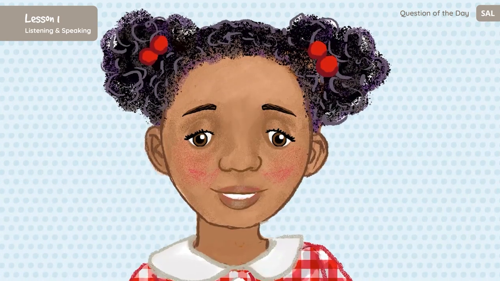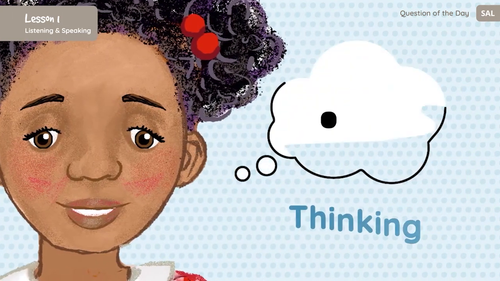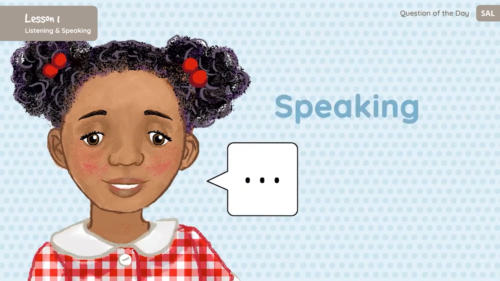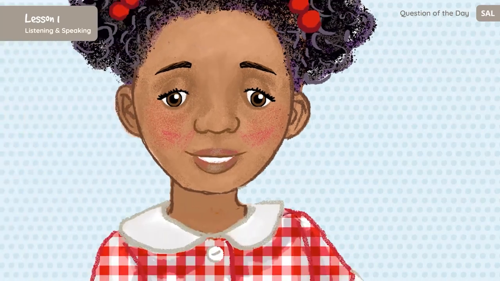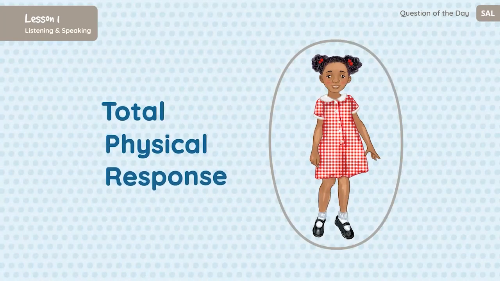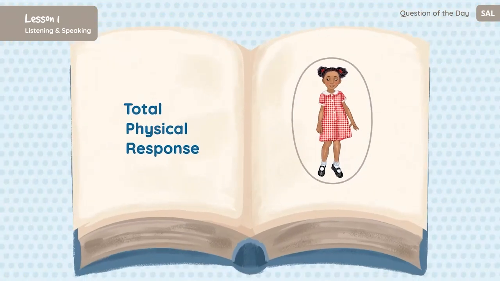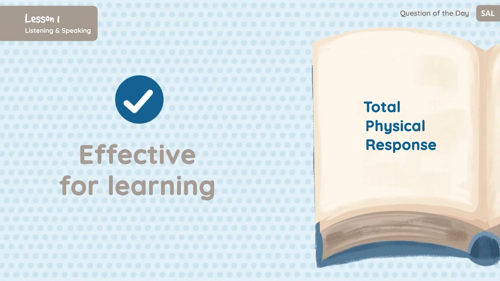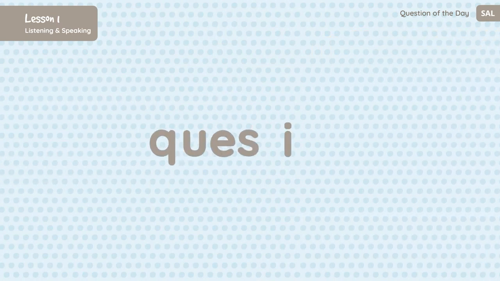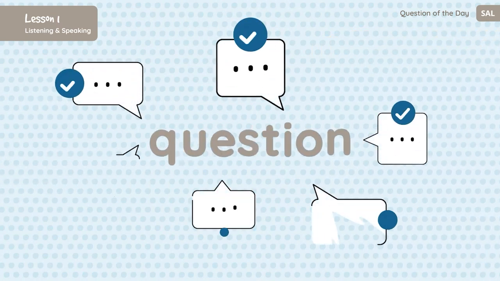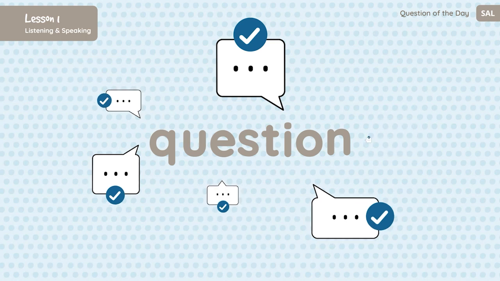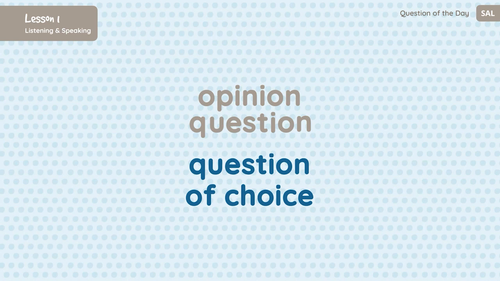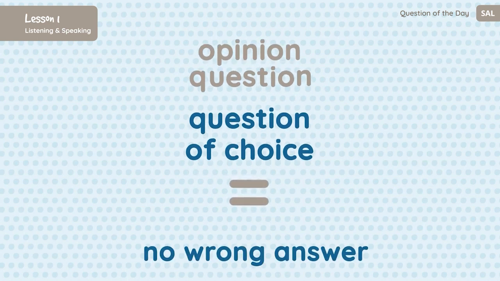The question of the day requires listening, thinking, doing, speaking, and seeing, which activates learners' total physical response. Research shows that this is an effective way to learn new things. The question of the day is structured so that there is never a wrong answer. These types of questions allow learners to interact with new words without the fear or stress of making a mistake.